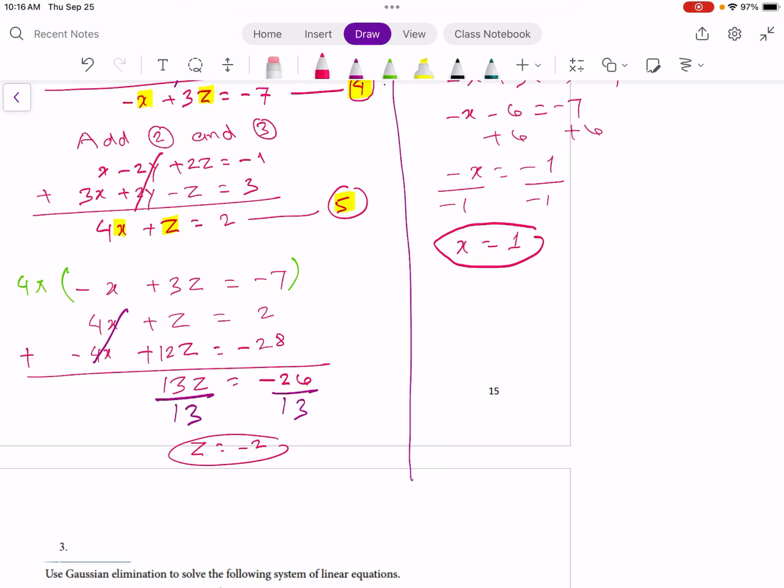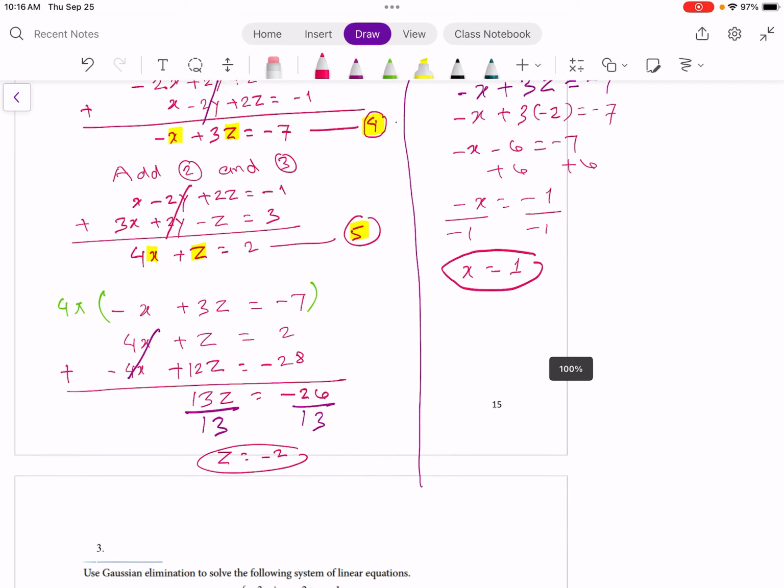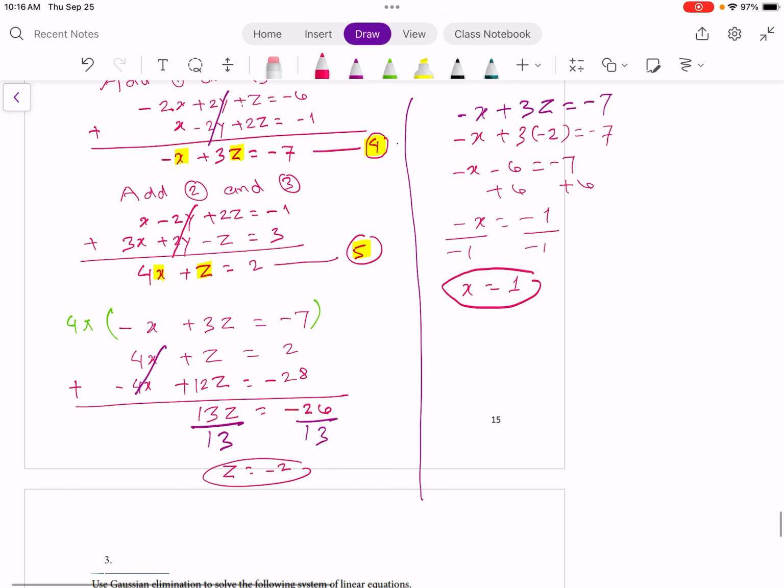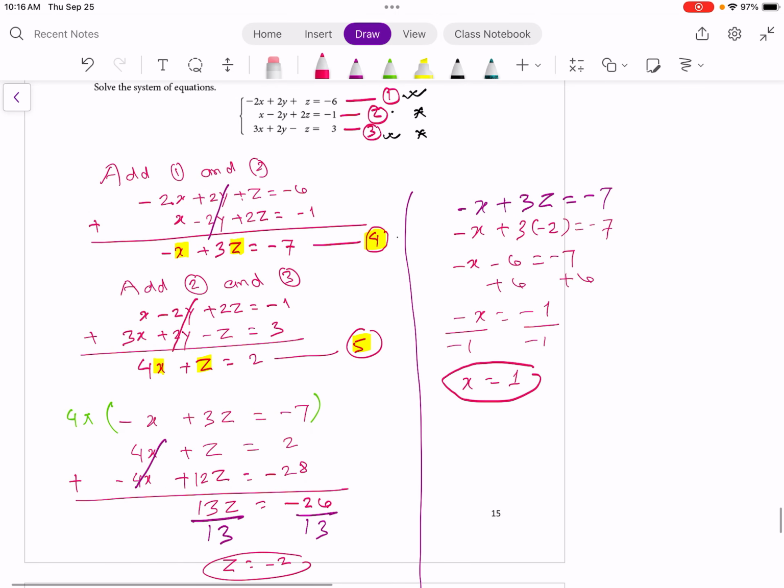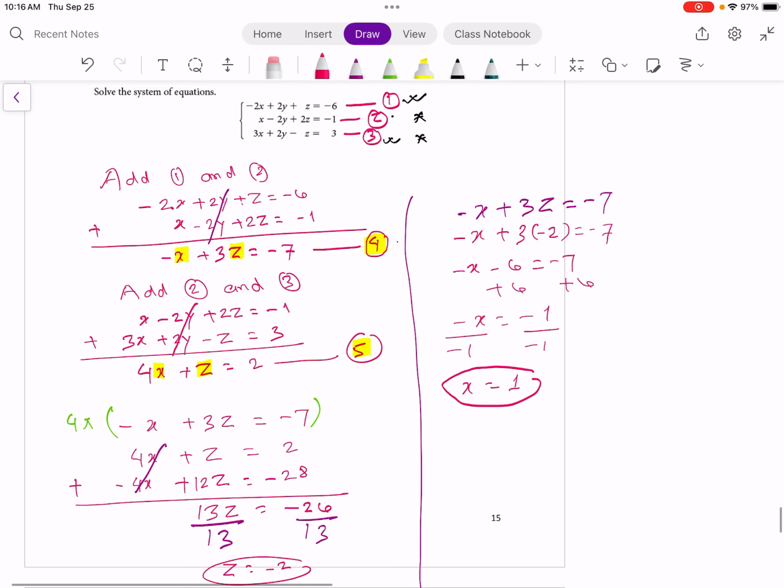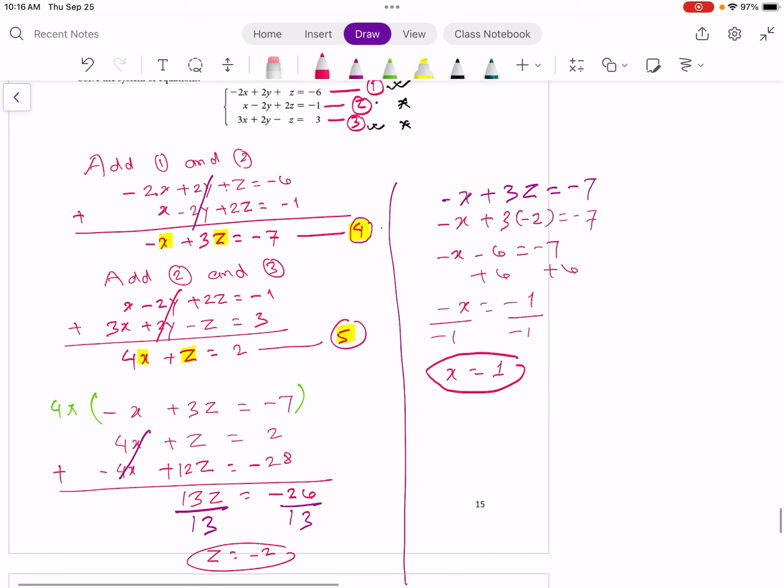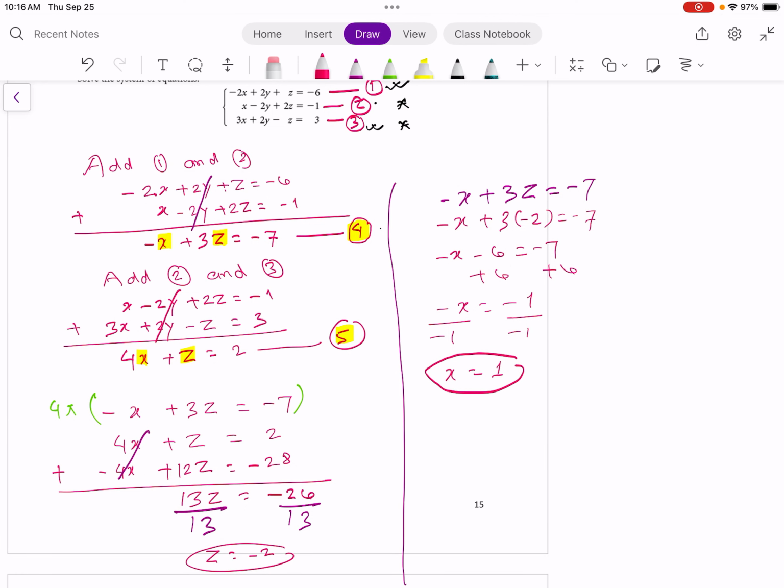Where do we have variable y? In equations 1, 2, 3, right? Now we go back to our equations 1, 2, 3, and we substitute x equals 1, g equals negative 2. And you can pick any equation, okay? You can pick 1, 2, or 3, it does not matter. We get the same answer. So let me pick equation 2, but you can pick any.